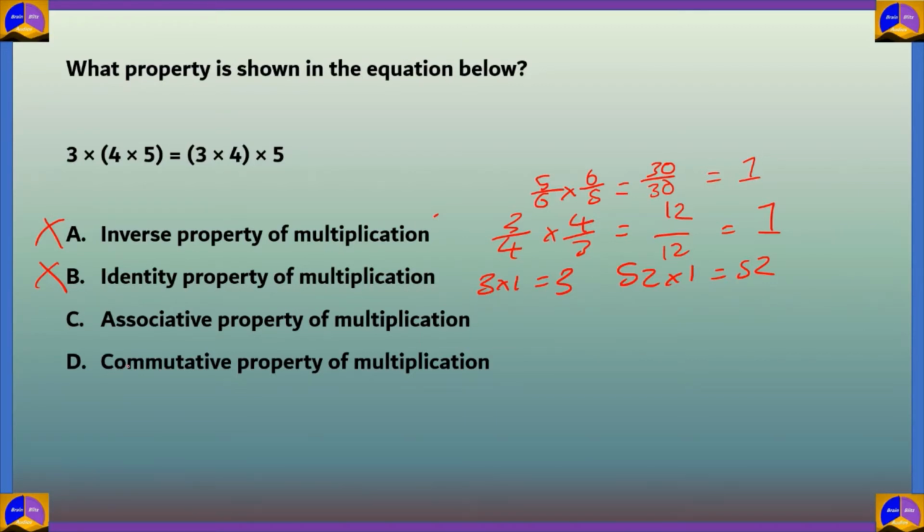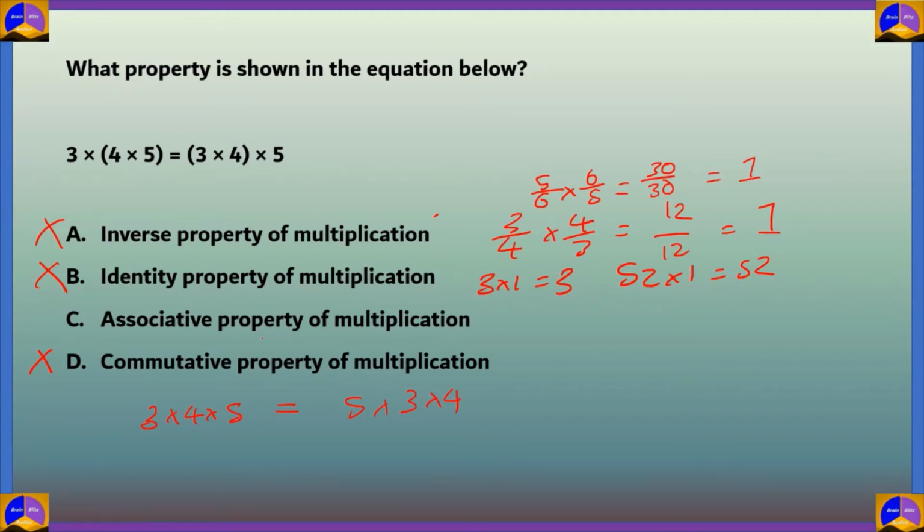Next, let's look at the commutative property of multiplication. Now the commutative property of multiplication states that the order of the numbers doesn't matter when multiplying. So 3 times 4 times 5 will be equal to 5 times 3 times 4. So even if we change the order, this will not affect the product. But in the equation, the order is not changed, only the grouping. So option D is incorrect.